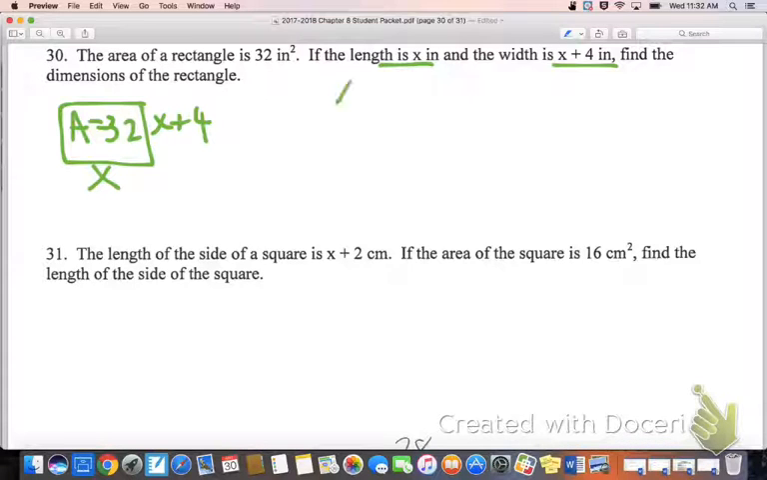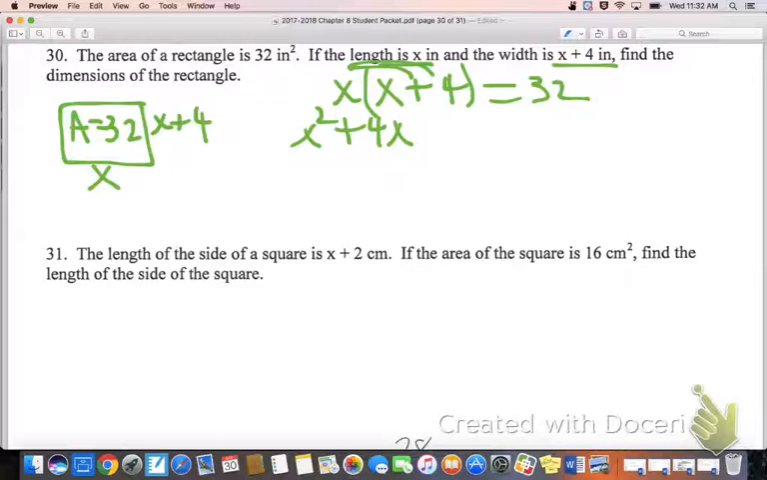So area of a rectangle is base, or length times width, base times height, whichever you want to say. That area equals 32. So to solve this, we distribute. That's x squared plus 4x. We're going to minus the 32 over to this side. And now we're going to factor.